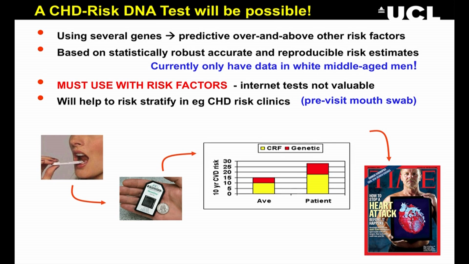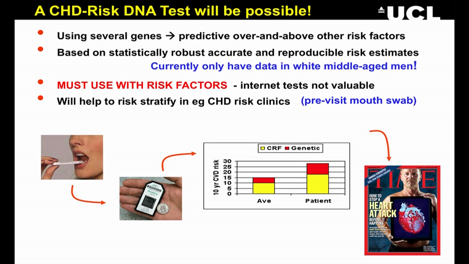Don't bother buying it over the internet, because without having the information about your other risk factors, it's not valuable. It will help us to risk stratify those two men that I talked about. And the idea would be that before you come for a clinic, we would ask you to send us a saliva sample through the post. We can then test it.